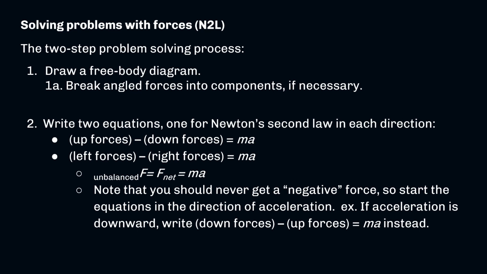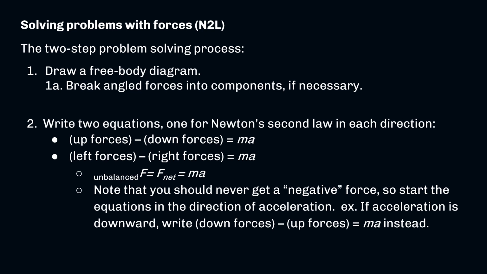Just below that, I have the equation again there, unbalanced F equals F net, then equals ma, just to show that left forces minus right forces is the same thing as my unbalanced force or my net force. Note here, we are always going to avoid negatives, so we're going to start my equations in the direction of acceleration. So if I'm going up and down, and my acceleration is downwards, instead of doing up minus down forces, I'm going to do down minus up forces equal ma.